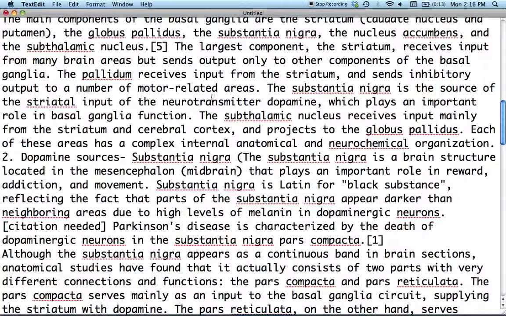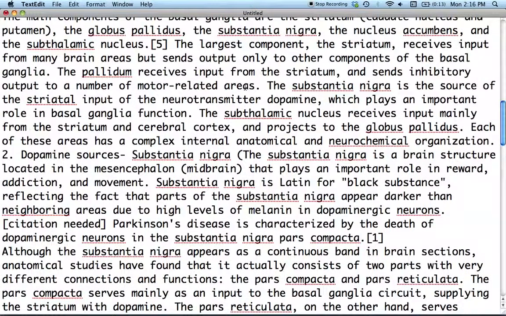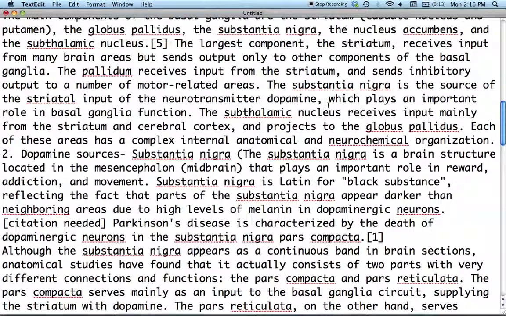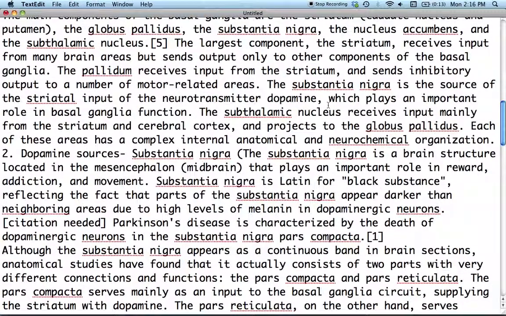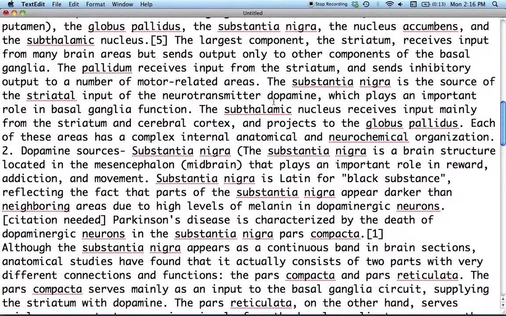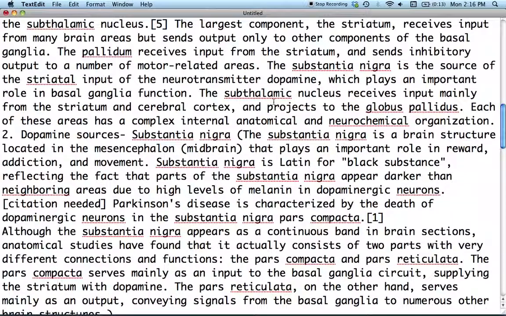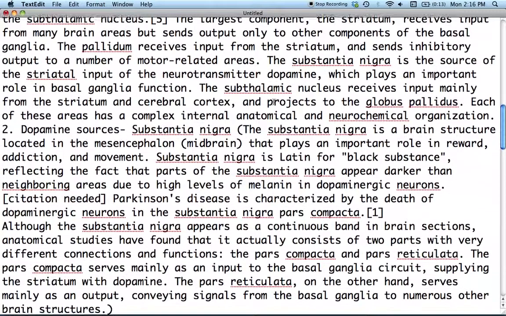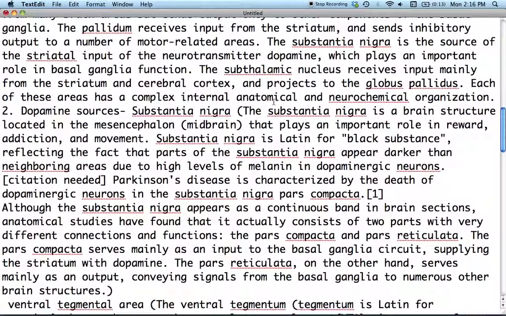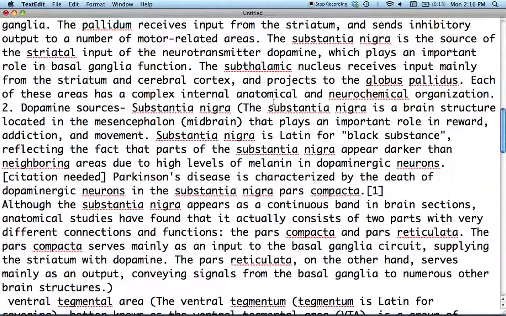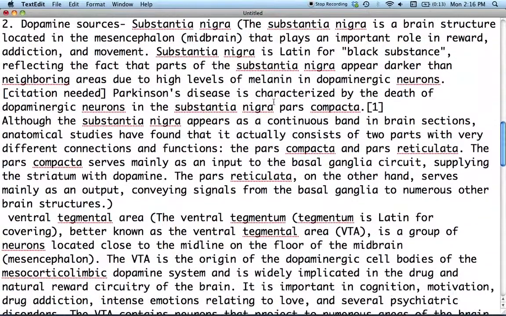The pallidum receives input from the striatum and sends inhibitory output to a number of motor-related areas. The substantia nigra is the source of the striatal input of the neurotransmitter dopamine, which plays an important role in basal ganglia function. The subthalamic nucleus receives input mainly from the striatum and cerebral cortex and projects to the globus pallidus. Each of these areas has a complex internal anatomical and neurochemical organization.